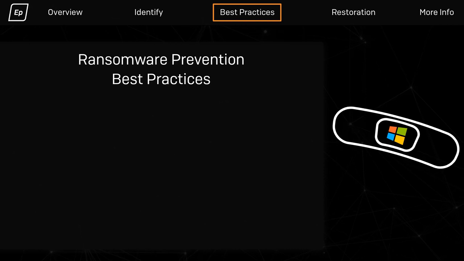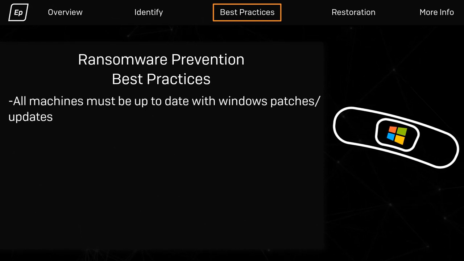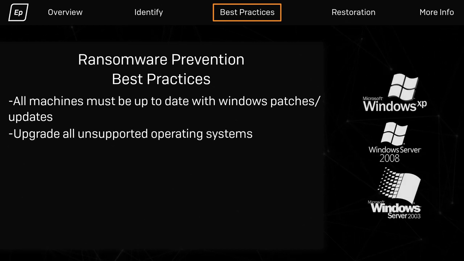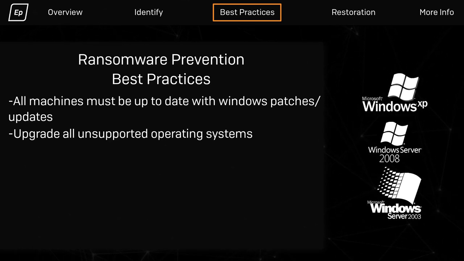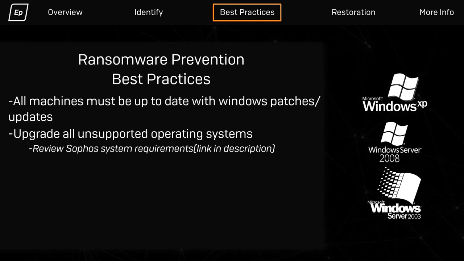In terms of patching, regular Windows patching is an essential part of operating system security, so make sure all machines are up to date with Windows updates. You should also upgrade any operating systems that are no longer supported, as these operating systems have security vulnerabilities that don't have any patches available. They're also not supported by Sophos products, so make sure to check out our full system requirements documentation from the link in the video description.